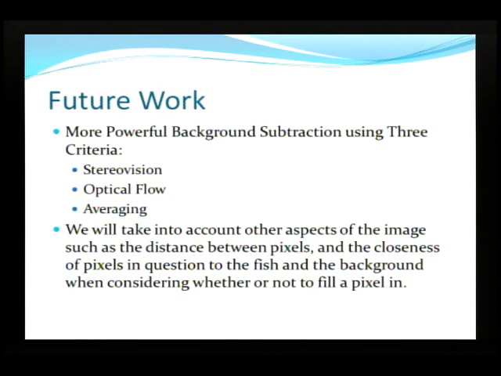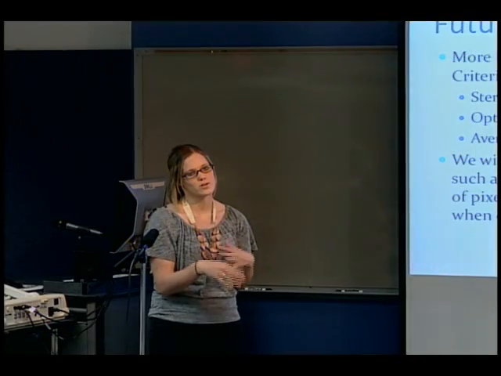And then, this is for the square method, we'll also take into account other aspects, such as the distance between the pixels and the closeness of the pixels. And then we'll use that to determine whether to fill in the pixels or not when trying to recreate the image of the fish from the subtracted background, because sometimes it's broken up.